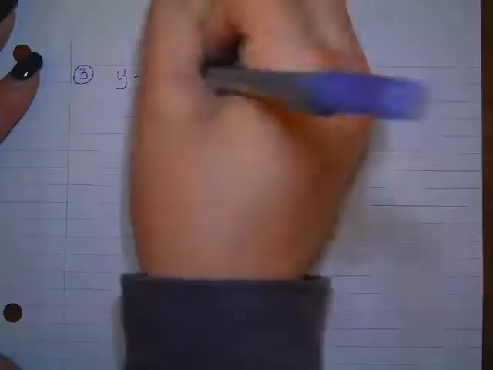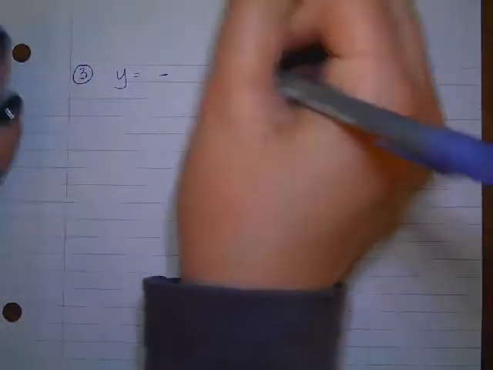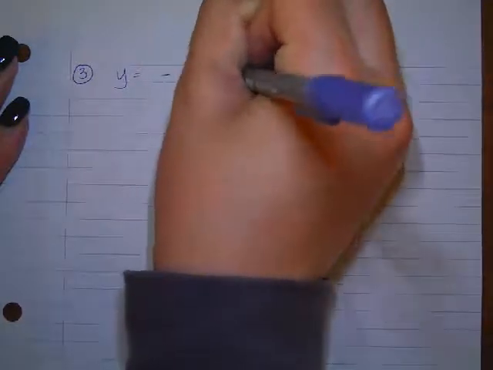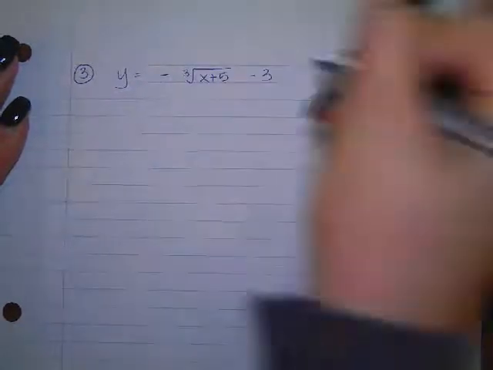is relatively easy for us. So I numbered the examples. So this would be example 3. Okay. If we have y equals negative cube root of x plus 5 minus 3.